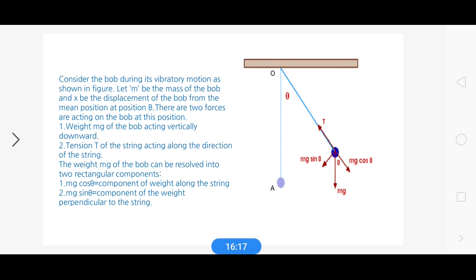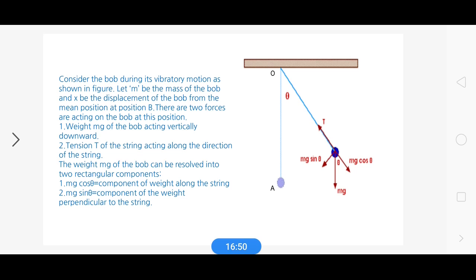The maximum displacement is nothing but the amplitude of the simple pendulum. Now in the simple pendulum, there are two forces acting on the bob at this position. If you observe the simple pendulum at the mean position or at the extreme position.